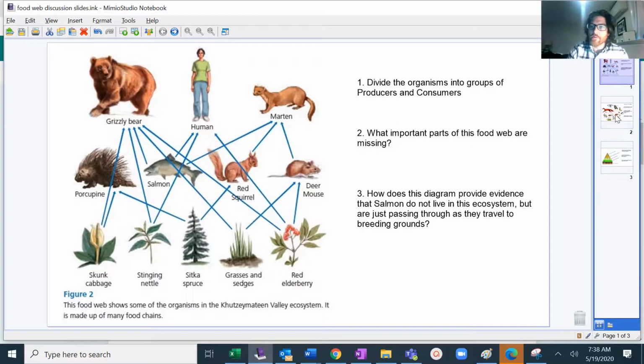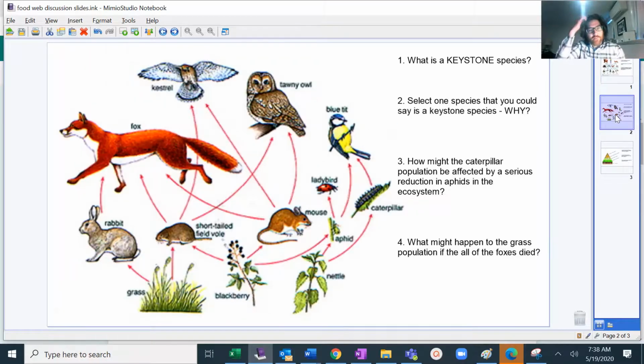Okay, so moving on to the second picture. And once again, we're going to go ahead and analyze this, pause, and complete these questions on your own. All right, so we're back from a pause here.